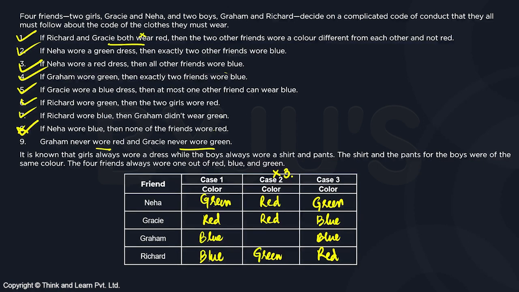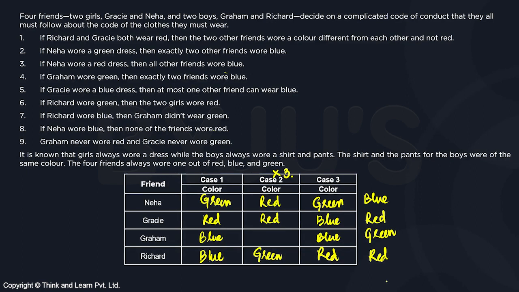Okay, the next scenario is what if Richard and Gracie, they both wear red. So let's restart. If Richard wears red and Gracie also wears red, then the 2 other friends wore a different color from each other and not red. So the possibility is Neha wears blue and Graham wears green. Okay. So Graham never wore red. Perfect. No problem here. If Neha wore blue, then none of the friends wore red. Because of 8th statement, this gets contradicted.